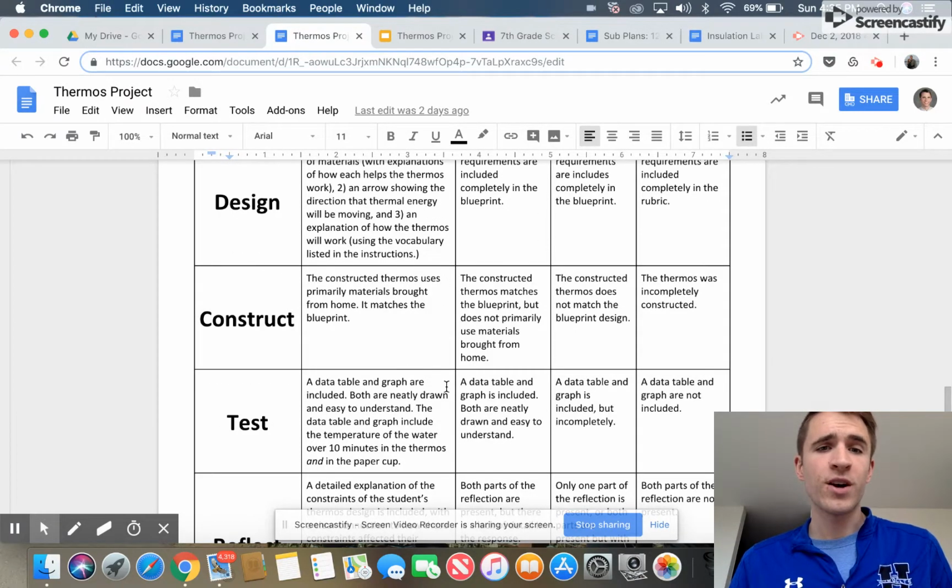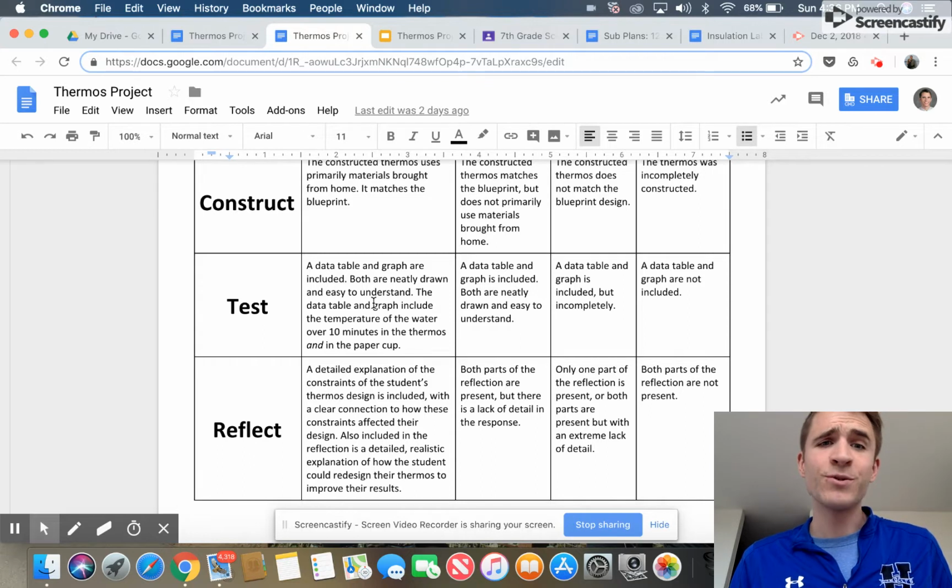For a 4 for the construction, guys, the constructed thermos uses primarily materials brought from home, super important, and it matches the blueprint, right? It's not like what you made doesn't match what you designed. Keep in mind, guys, that you will also be getting a responsibility grade on Wednesday or Thursday, depending which day you have class, based on whether or not you bring in your materials. Very important. Write it down. Bring in your materials on Wednesday or Thursday for when we're in the makerspace.